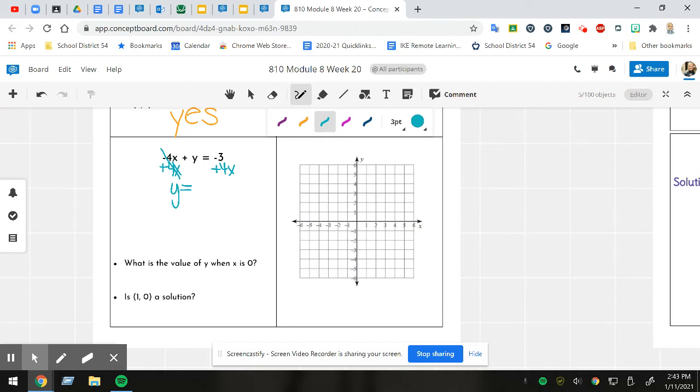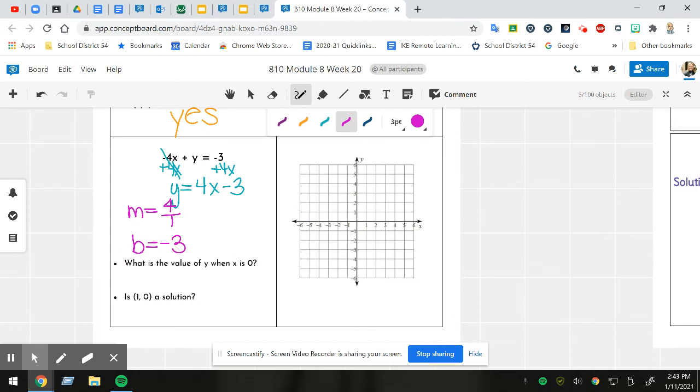On the right-hand side, those are not like terms. We can't combine them. So I'm just going to write them next to each other. 4x, the 3 is a negative, so -3. I have y by itself. Now let's identify our slope, which is 4. 4 over 1, same thing. And our b value is -3.